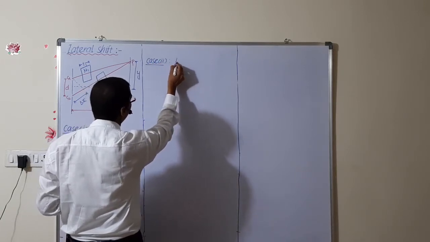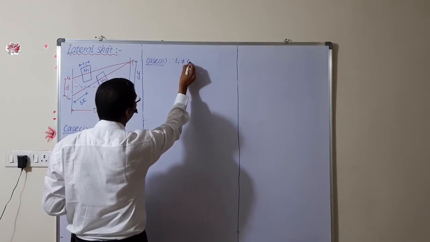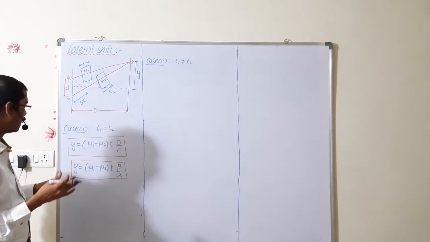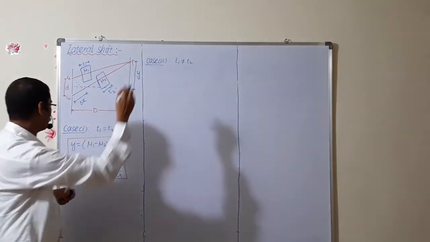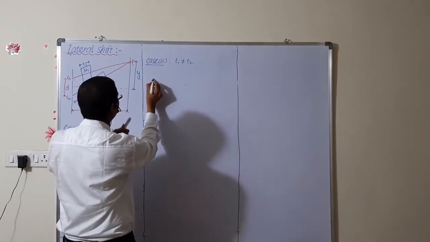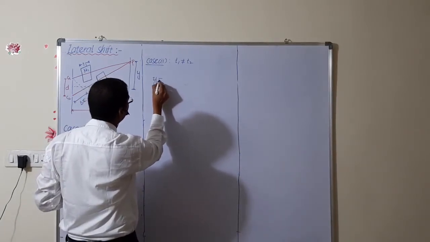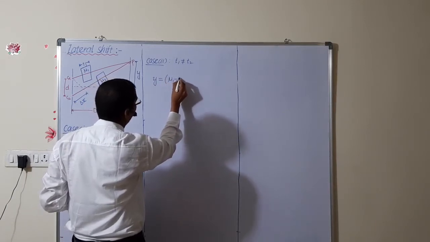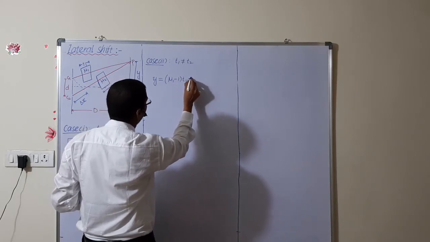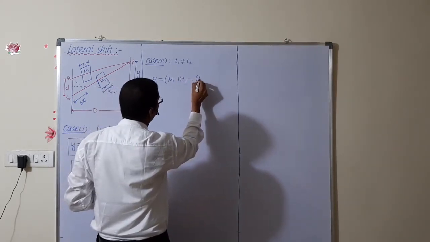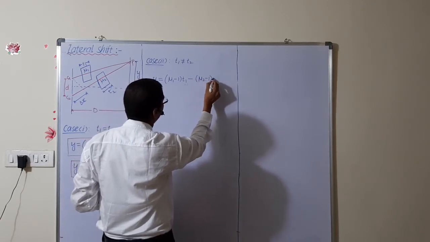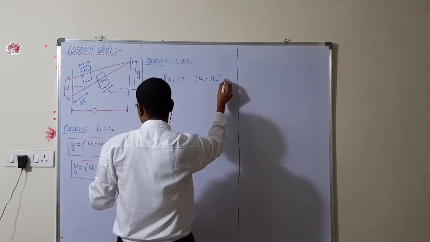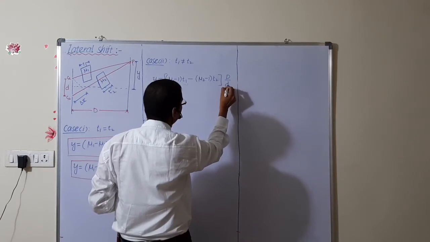Now I am taking case number 2. In this case, T1 is not equal to T2. The two glass slabs are of different thicknesses. At that time, what is the lateral shift? Now I am taking the lateral shift. Y is equal to (mu1 minus 1) into T1 minus (mu2 minus 1) into T2, all in brackets, of capital D upon small d.